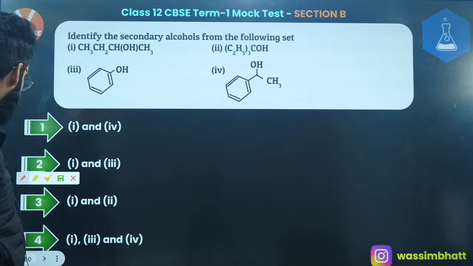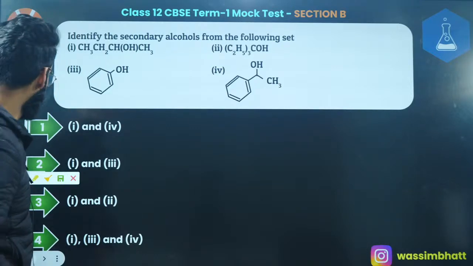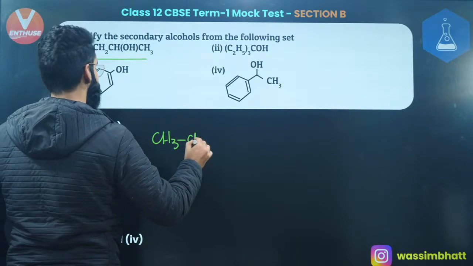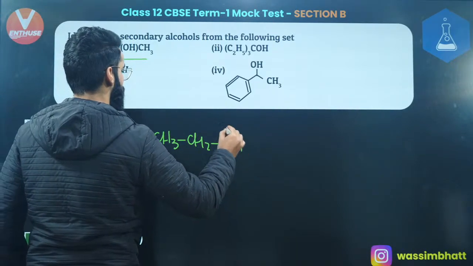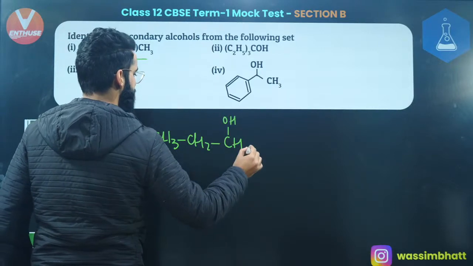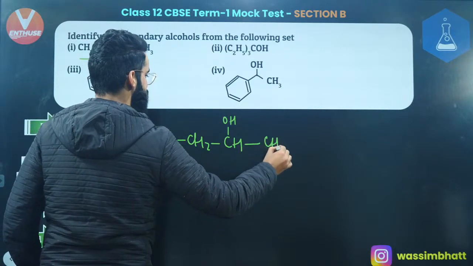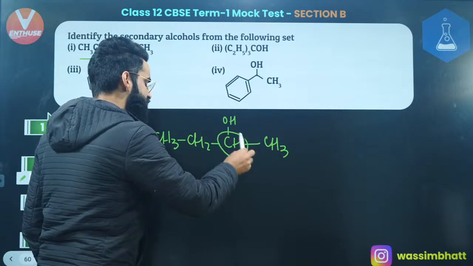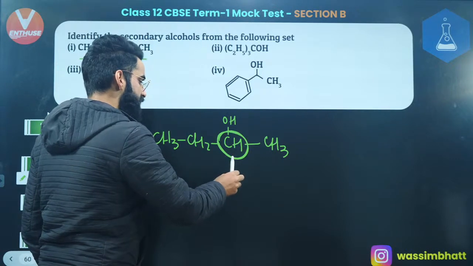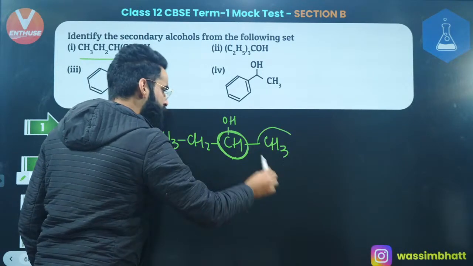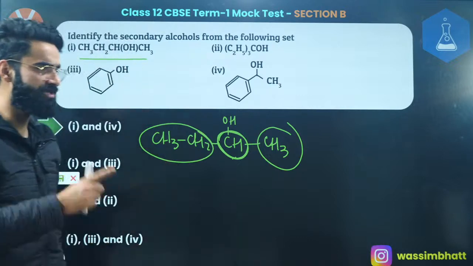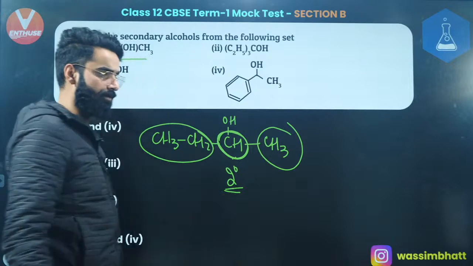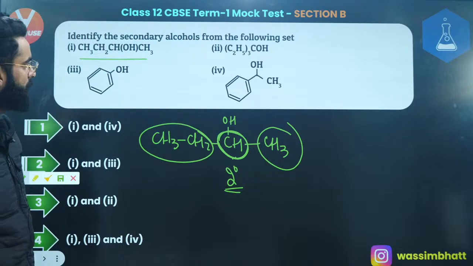Is it option 1 and option D? Let's check it out. First of all, if you look at this compound, it is CH3, CH2, CH, and with this CH you have got OH attached, and over here you have got CH3, correct? The carbon with which OH is attached has carbons attached on both sides. It's absolutely going to be the 2-degree carbon, so it's a 2-degree alcohol. It is an example of the 2-degree alcohol.